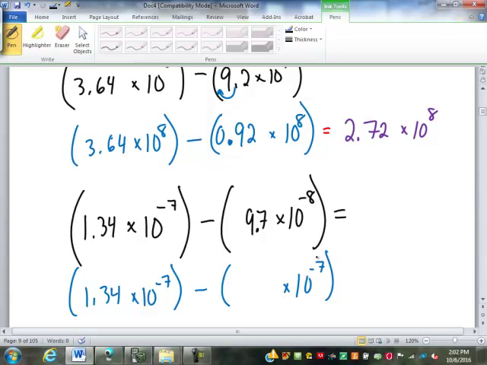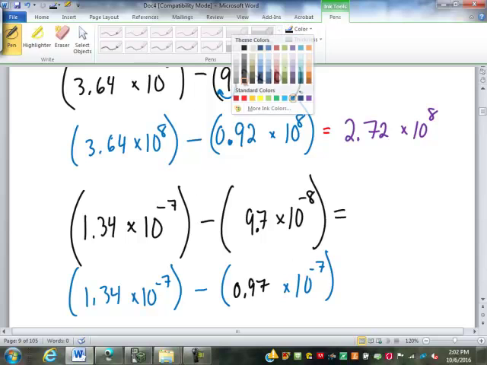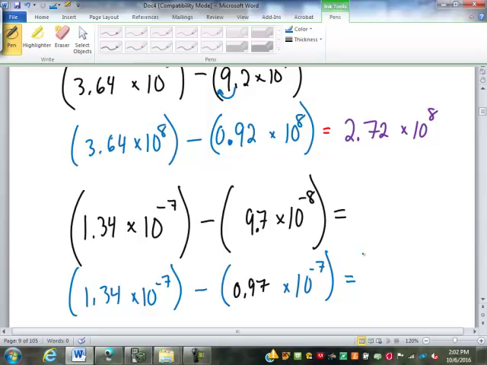The power got larger, the number has to get smaller. So it's going to become 0.97. And then we'll subtract: 1.34 minus 0.97 is 0.37 times 10 to the negative 7th.